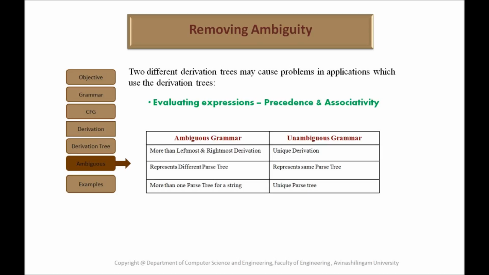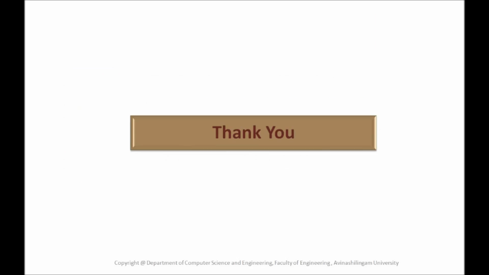So here we have seen a few examples of ambiguous grammar. This ambiguity has to be removed by evaluating the expression based on precedence and associativity. Here we have seen what a context-free grammar is, how to derive the string using a pictorial representation, that is the derivation tree, and we have seen ambiguity and how to remove ambiguity.